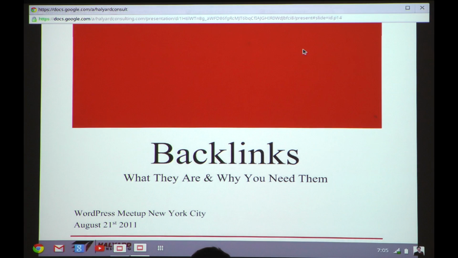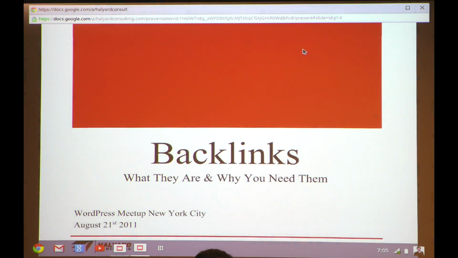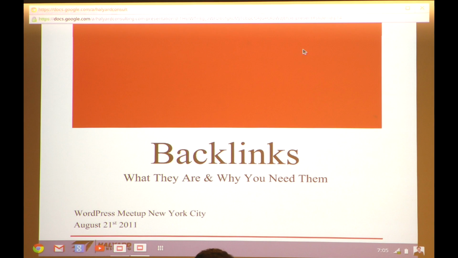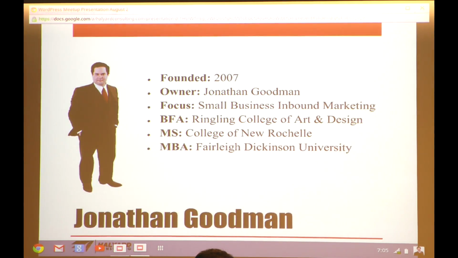Okay, so we're going to talk about backlinks, what they are, why you need them, and how to get them. We're going to ramp up because my understanding is that some of you might not even have a vague understanding of what backlinks are, and then we're going to really just take that ski jump and get into the whole thing.